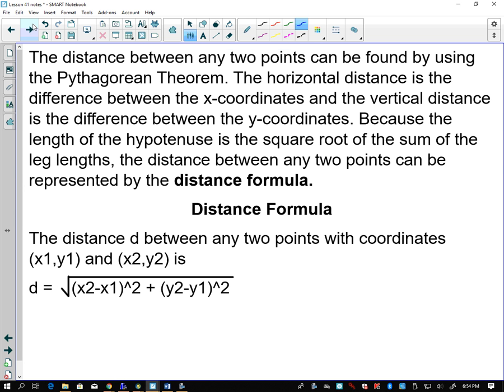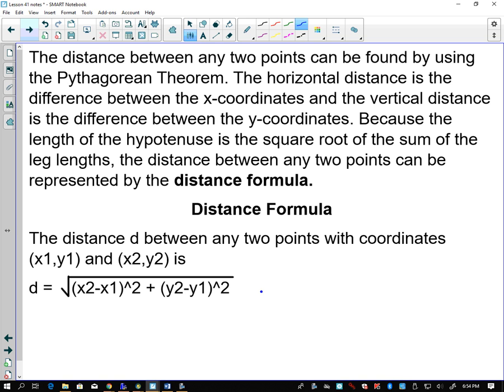The distance between any two points can be found using the Pythagorean theorem. Meaning that we can find the horizontal distance between the x coordinates, and we can find the vertical distance between the y coordinates, and then put those two distances in the Pythagorean theorem. Because the length of the hypotenuse is the square root of the sum of the squares of the lengths of the legs, the distance between any two points can be represented by the distance formula as well.